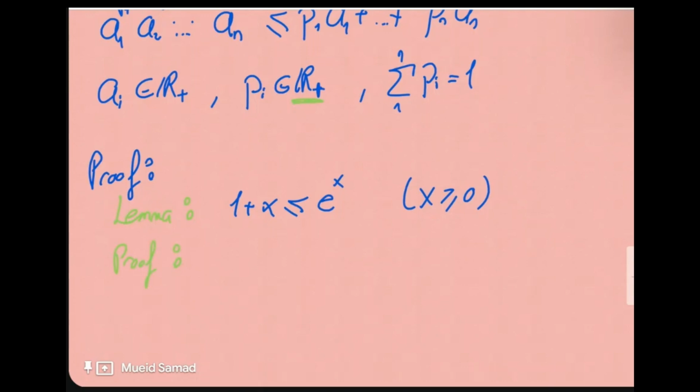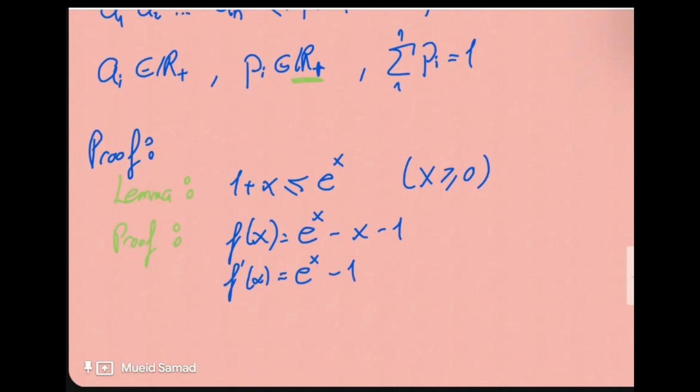So if we define a function f of x, which is e to the power of x minus 1 minus x, then we differentiate this function. f prime of x is e to the power of x minus 1. And so we know that this is always bigger or equal to 0 if x is bigger or equal to 0. It only gets 0 if x is 0, because then e to the power of 0 is 1, minus 1 is 0. Okay.